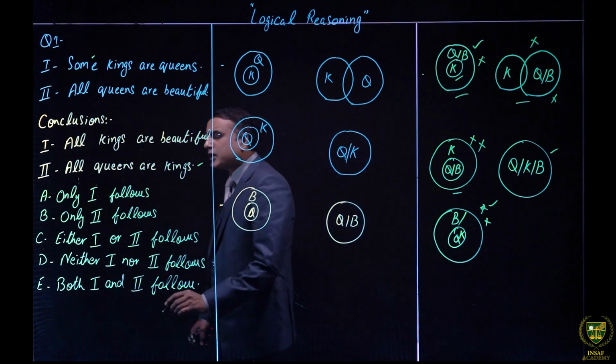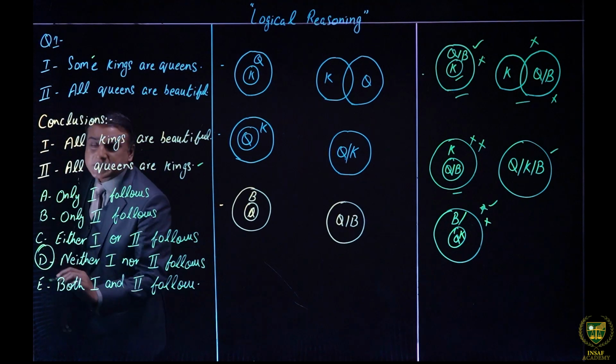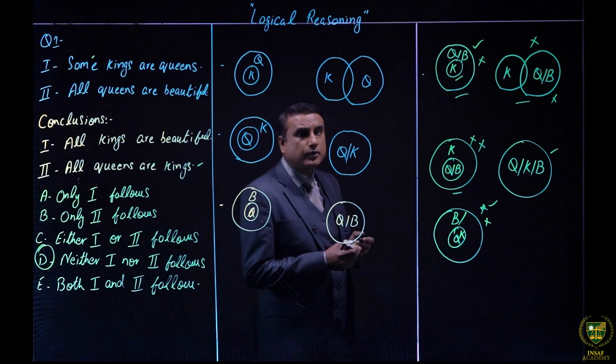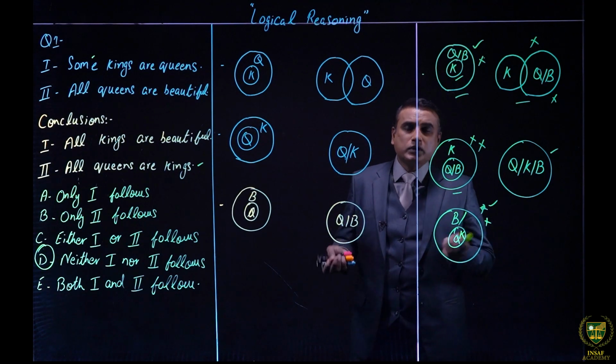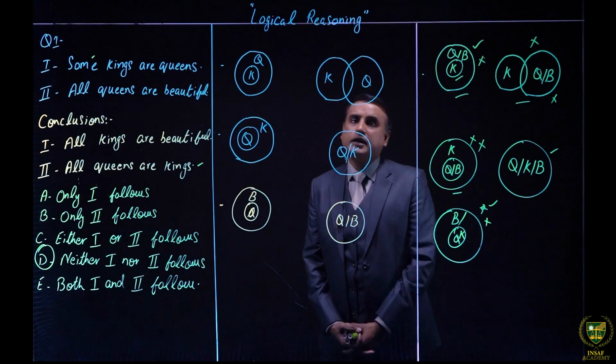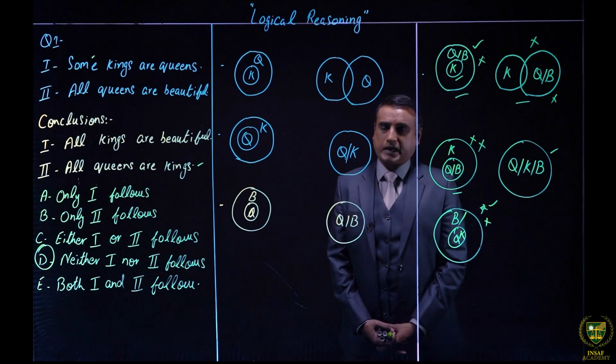So our right option will be option delta, that is neither one nor two follows, because we have seen that both these statements are not verified when we put them to Venn diagram.